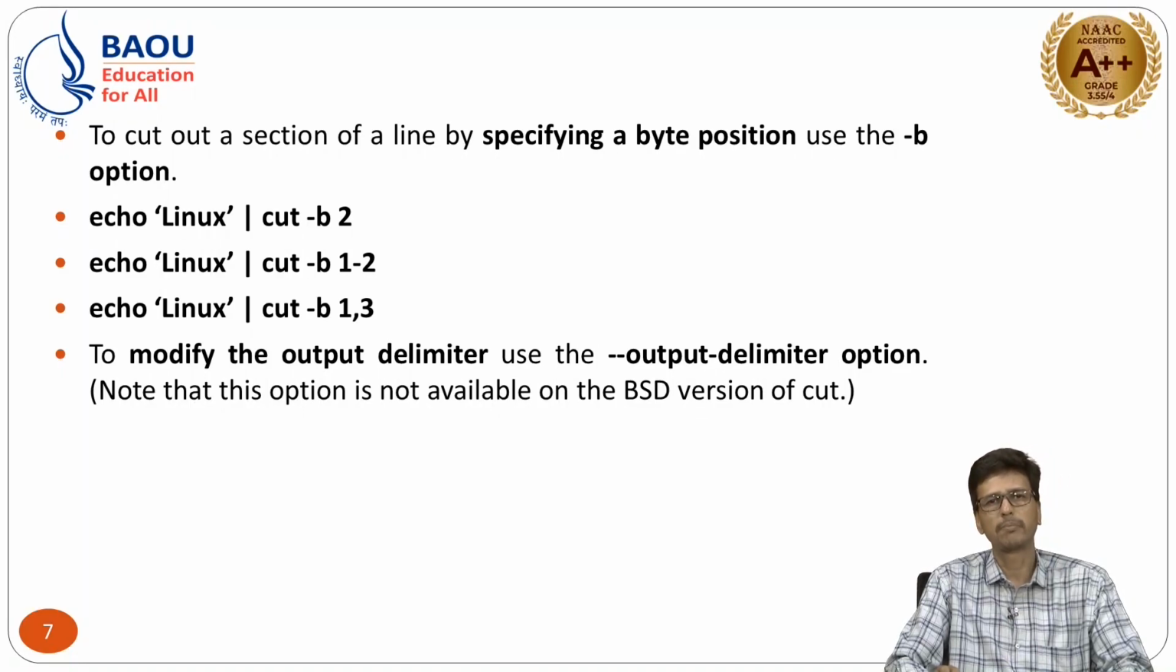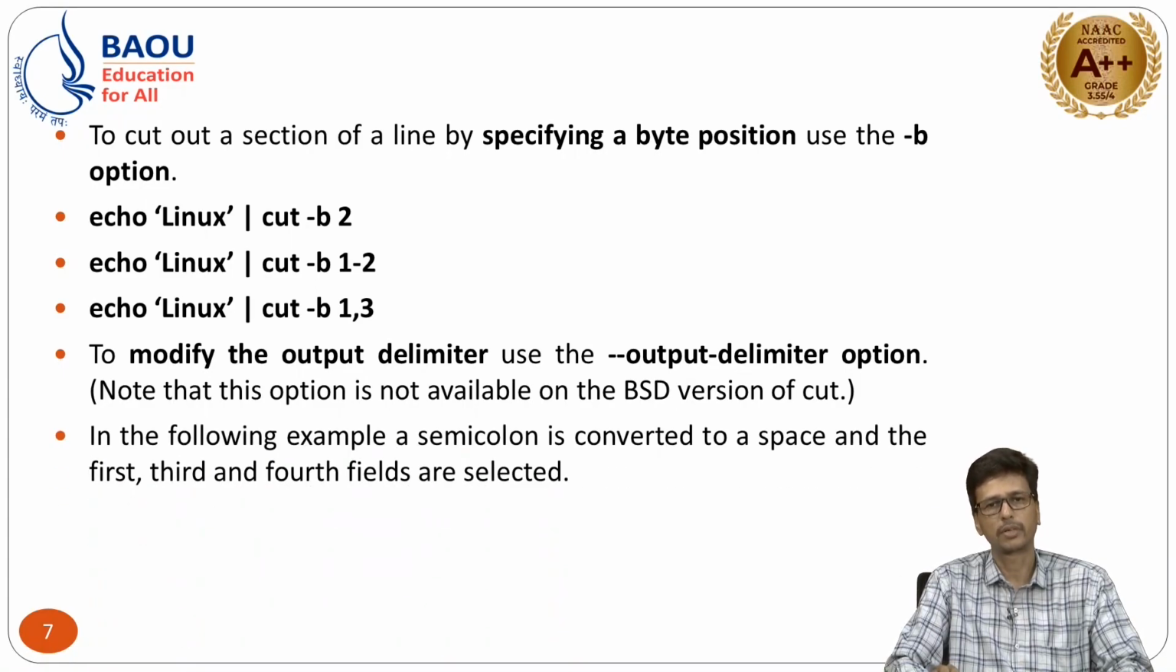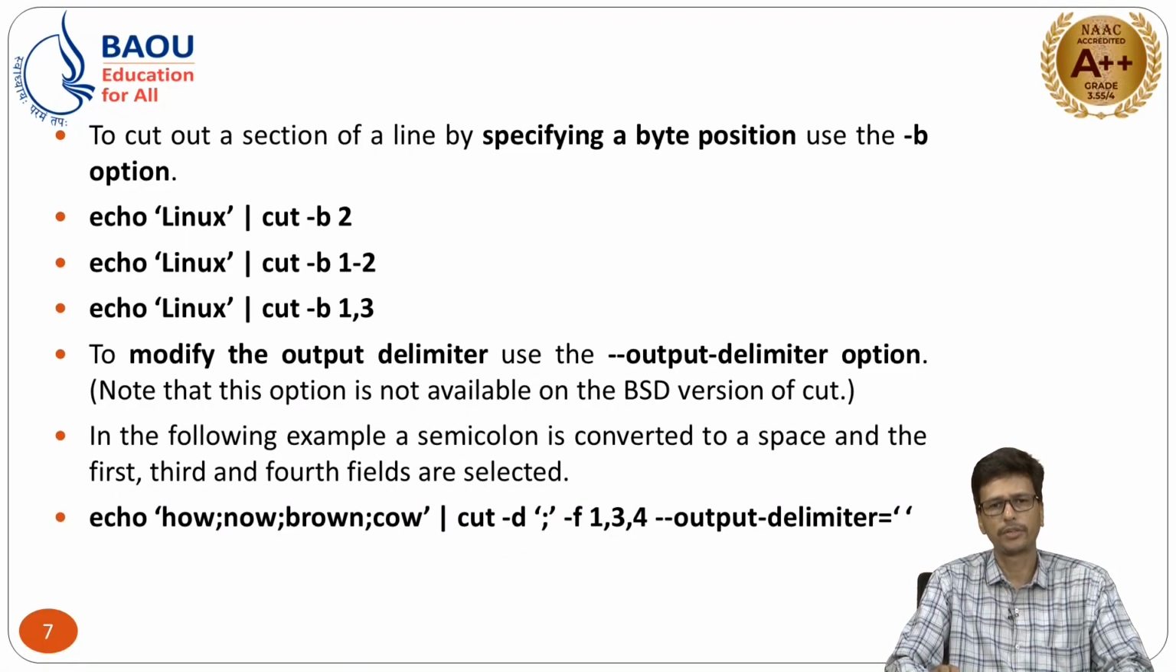You are requiring simply space, right? So that means you want to change that particular delimiter. So it is also available here with the help of the cut command. You can use cut, then after that the delimiter with -d and a semicolon, then after that -f, that is the field number. So here in our example, suppose you are requiring the first, third and fourth column, then you apply this command.